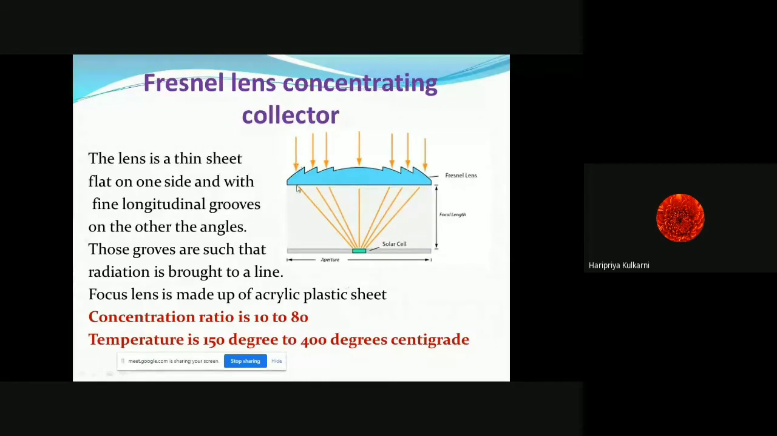Okay. So as I said, this is the aperture. See, aperture is from here to here because the lens size is from here to here. So we have increased the aperture and the actual surface area is the solar cell. So it has been reduced. So again here we can increase the concentration ratio. So concentration ratio here is 10 to 80. So we can have a temperature around 150 degrees to 400 degrees centigrade as well.